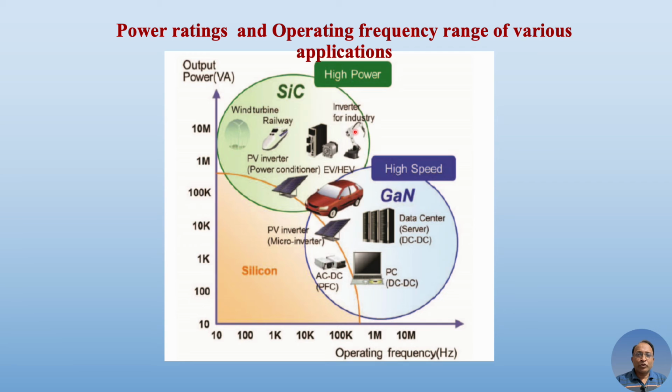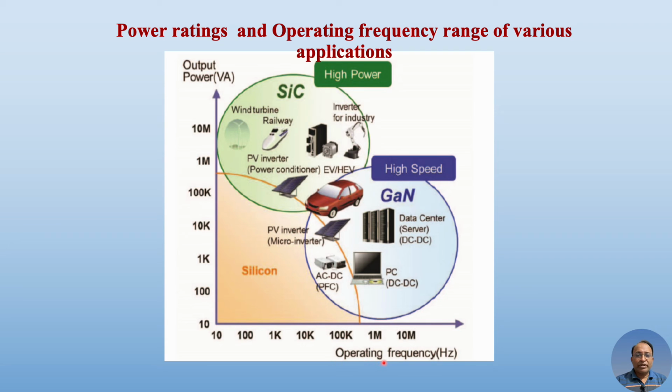The diagram shows on the y-axis the output power. Output power is an electrical unit, volt ampere. So we can see that output power varies from some 10 volt ampere, very low rating, all the way up to 10 megavolt ampere, meaning it's in megawatts, right? And on the x-axis, if you observe, it is the frequency range, so operating frequency in hertz.